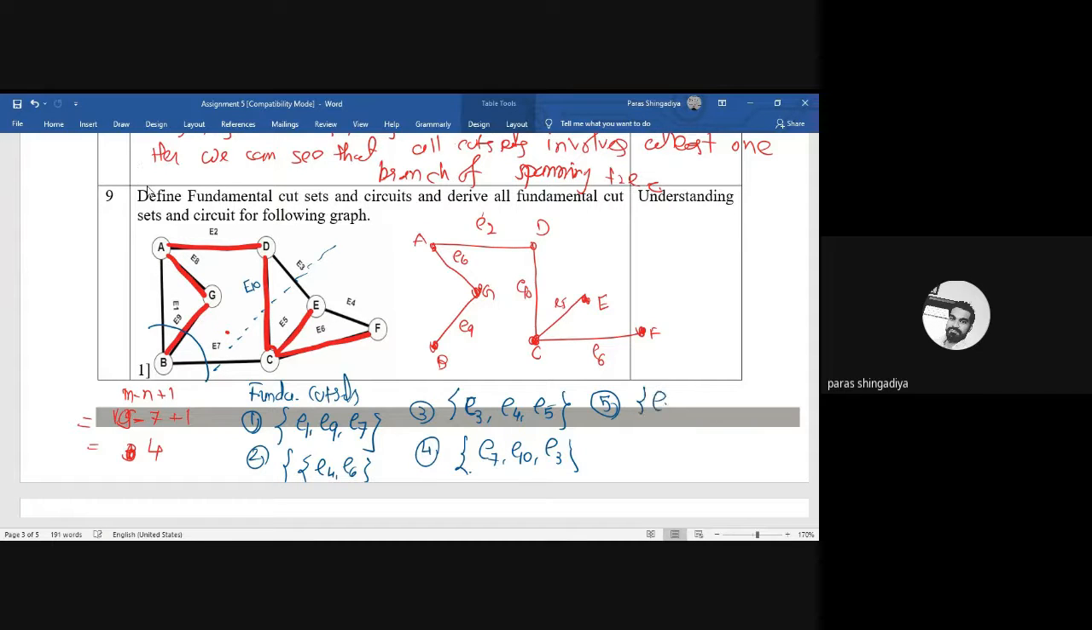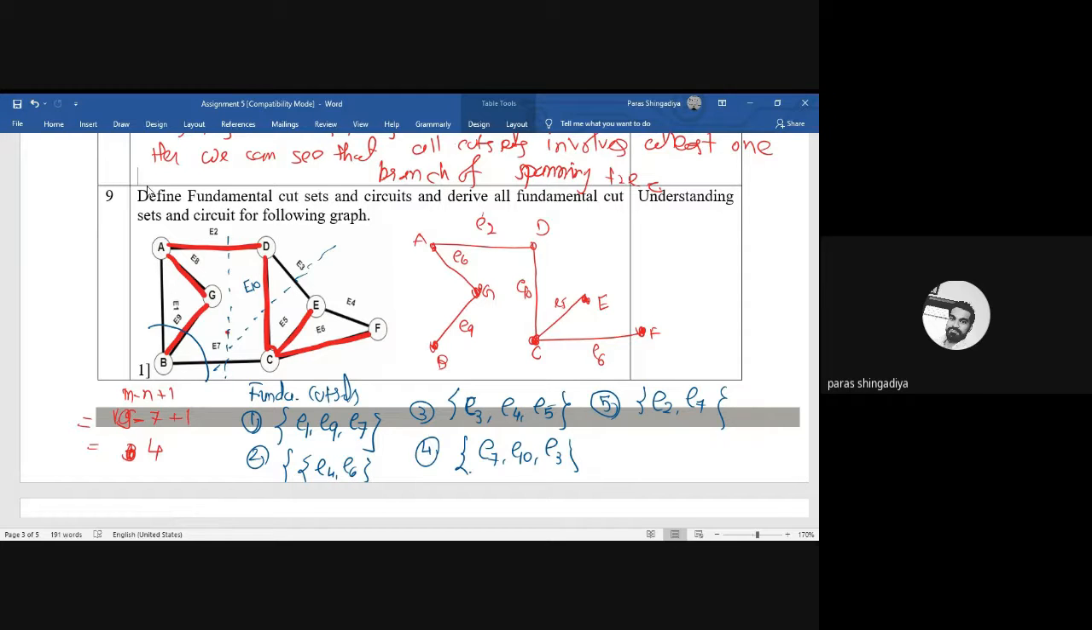Also answer. Okay. E2 and E7. E2 means, and that is last below. Okay. Upper and lower. E2, E7. That is E2. That is E7. So which makes the graph disconnected also. Clear? So it is also fundamental cut set. It is not. Okay, E5 is not a cut set.